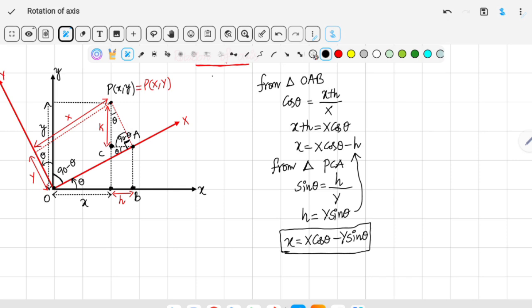From the diagram you can observe clearly that y is the sum of two quantities. So let me draw a dotted line and a straight line.